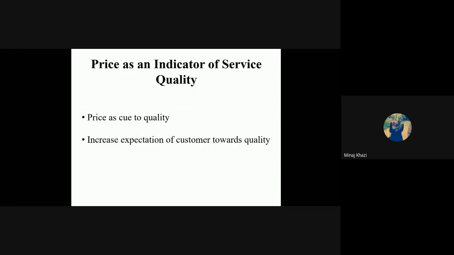Next is price as an indicator of service quality. So what do you mean by this? Price as a cue to quality. Many people associate quality with price. If the price is high, they think that the quality is more, or the quality of service provided will be better than the services provided at lesser prices. So that is price as a cue to quality. Many people directly associate quality with price. High price high quality, low price low quality. That may be true or may not be true.